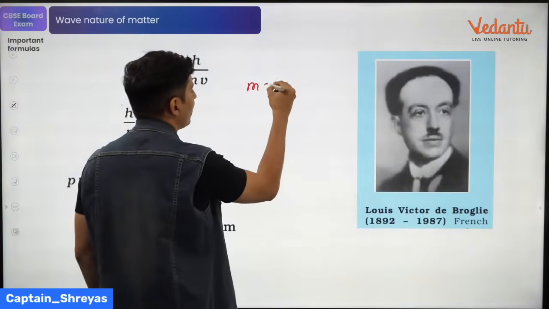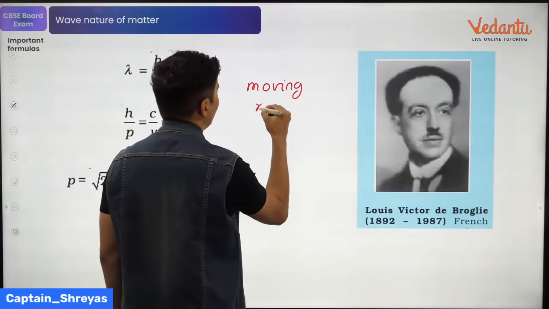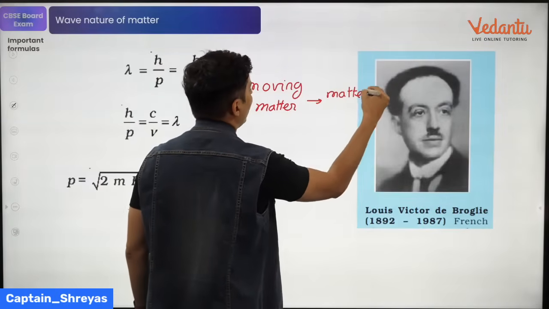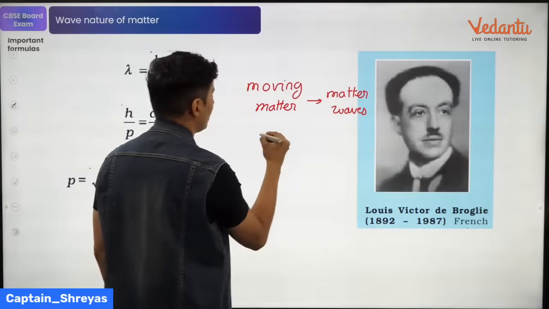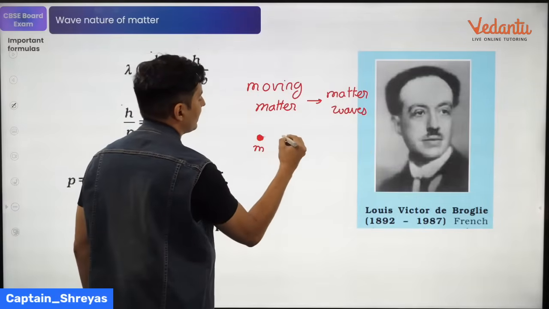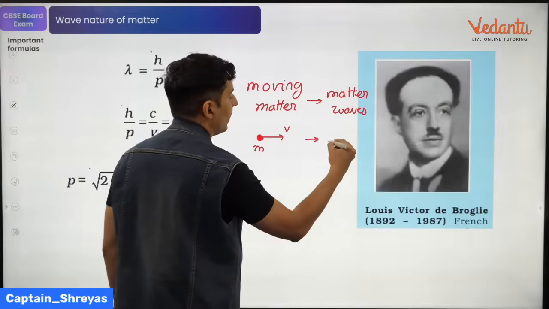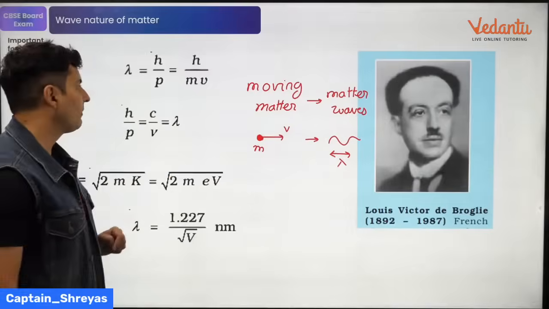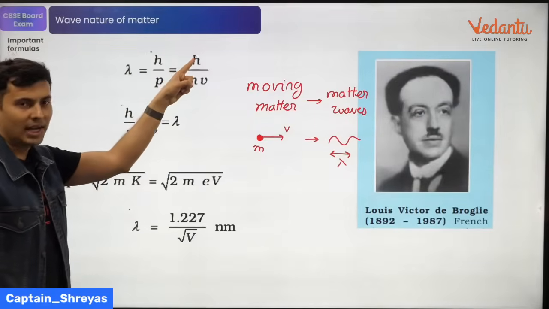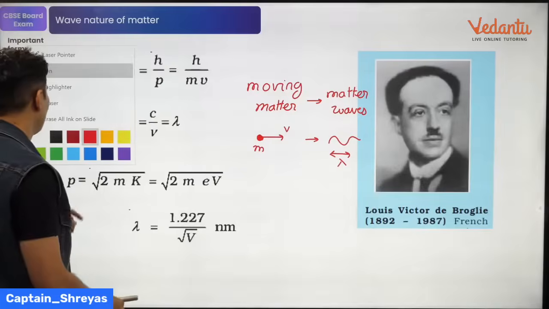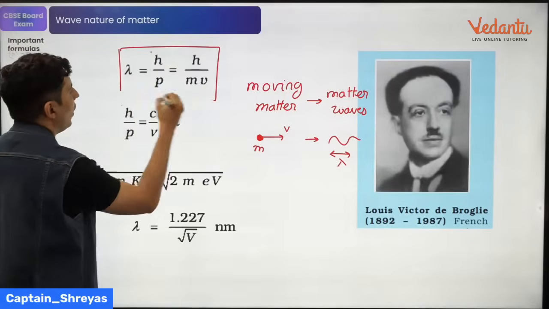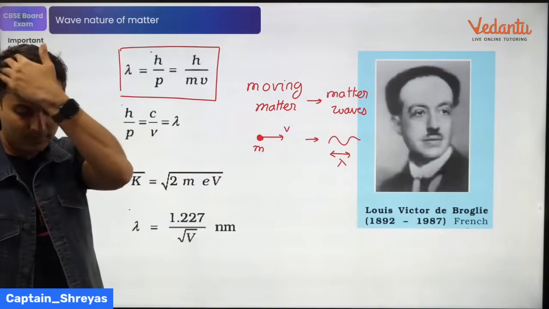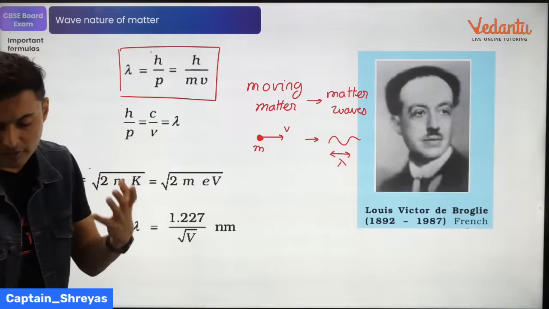So a moving particle, a moving matter, produces something called matter waves. Just like this particle of mass m moving with speed v has an equivalent wave associated with it, and some wavelength is there. That is your matter wave. The wavelength is given by Planck's constant divided by the momentum. This is one of the first formulas which you should know, also called the de Broglie wavelength of a moving particle.